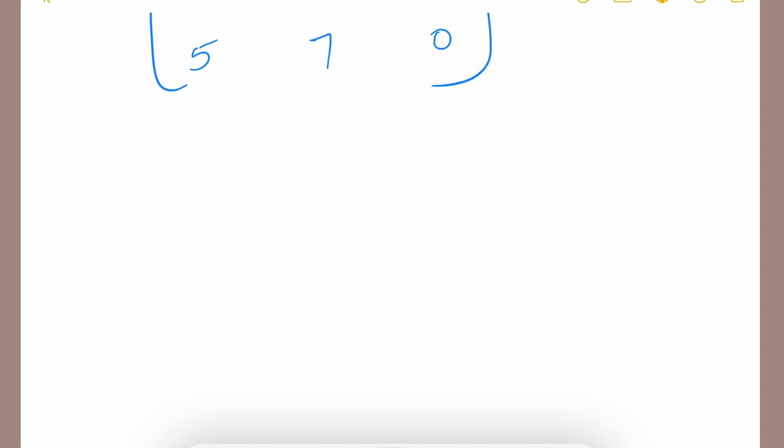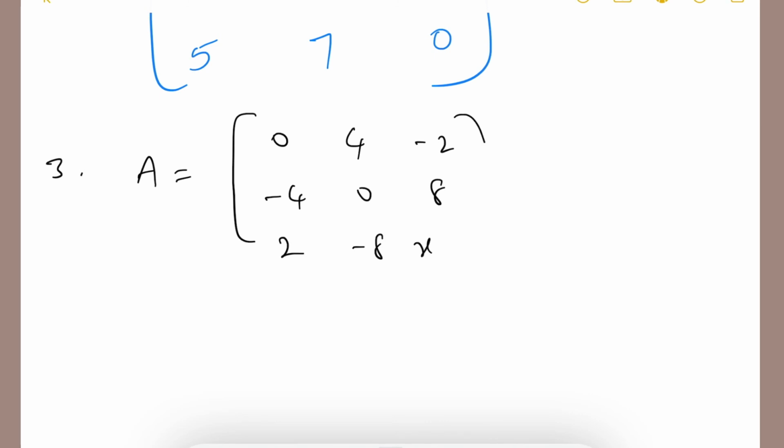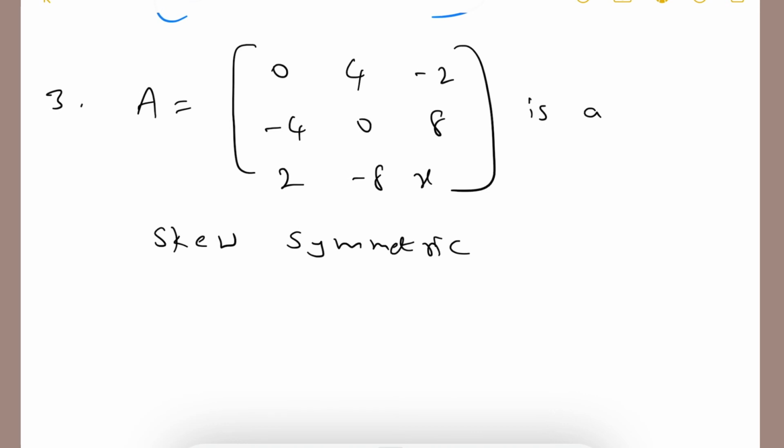Next, solved problem 3. Matrix A is equal to 0 4 -2 -4 0 8 2 -8 x, and it is a skew symmetric matrix. A skew symmetric matrix is nothing but A transpose is equal to negative of A. Then he's asking to find the x value.